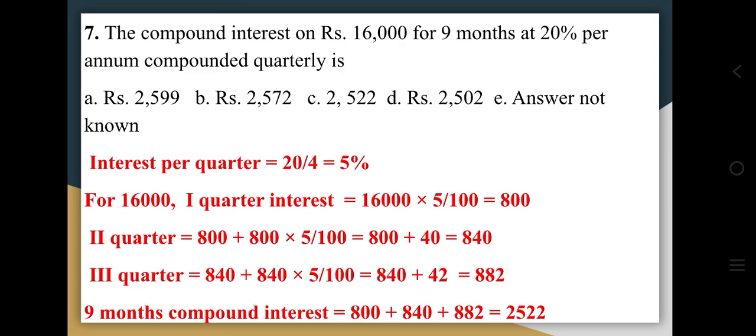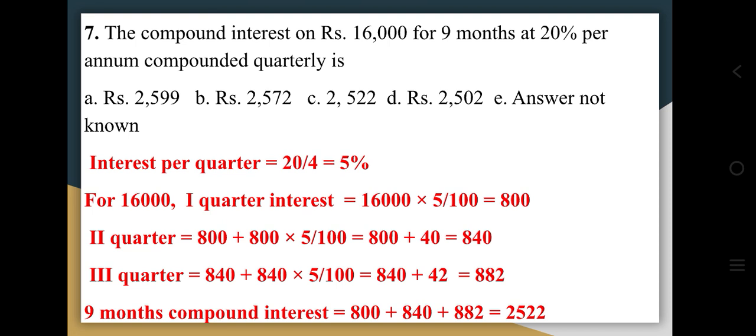The compound interest on rupees 16,000 for 9 months at 20% per annum compounded quarterly is. So in this problem, the compound interest is compounded quarterly. In the earlier problems, it is compounded annually, so we calculate interest for every year. So here we have to calculate interest for every quarter. So for 1 year, the interest rate is 20%.